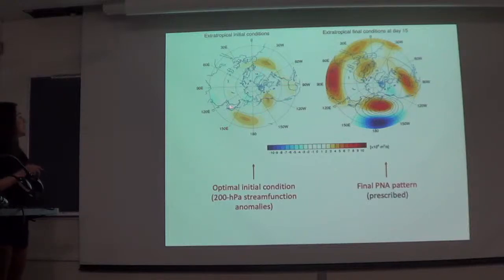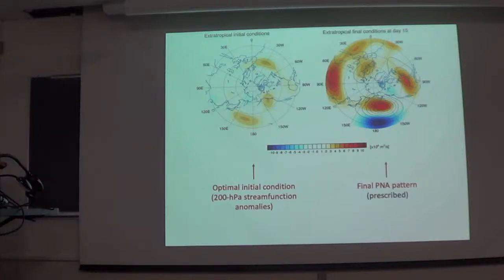So this is the streamfunction anomalies that optimally get us to that final P&A pattern. Now we don't see too much here, right? We see some anomalies that are weaker relative to our final condition. We see there's an anticyclonic anomaly here and another one over here.